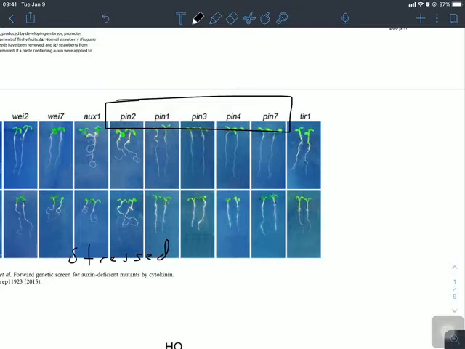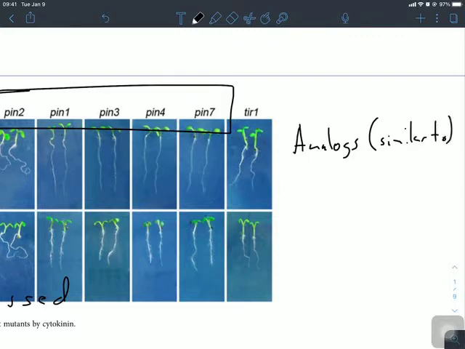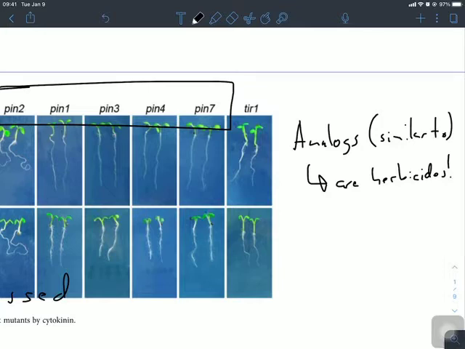Auxin itself can be synthesized, as suggested by the fact that we have auxin mutants. Auxin analogs are actually a common form of pesticide. So let me say that again. Rather, not pesticide, herbicide, sorry. So analogs, so molecules similar to auxin, can be used as herbicides.